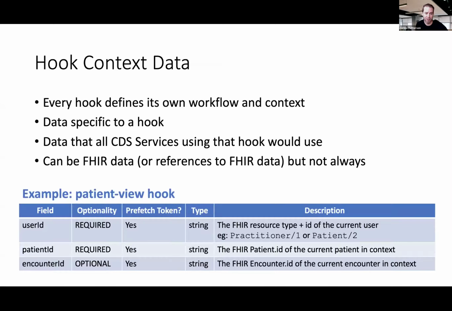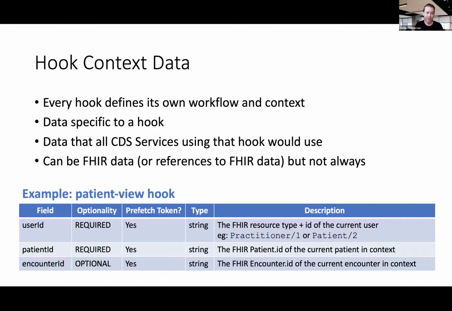Let's dive into a couple of these. So for the hook context data, every hook defines its own workflow and context. You can imagine, as we start getting into these hooks, there's a need for descriptions around when this hook actually gets triggered, what the unique scenarios are, and then what the core attributes are that define this particular event. So that's the data that's specific to a given hook.